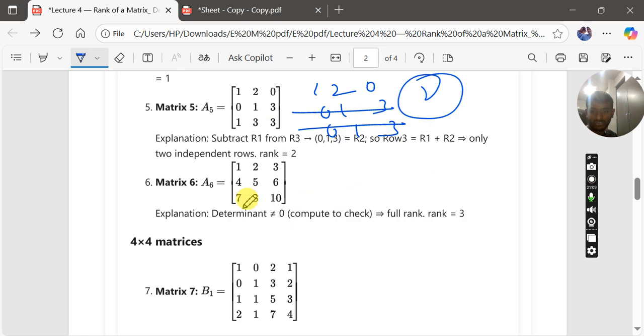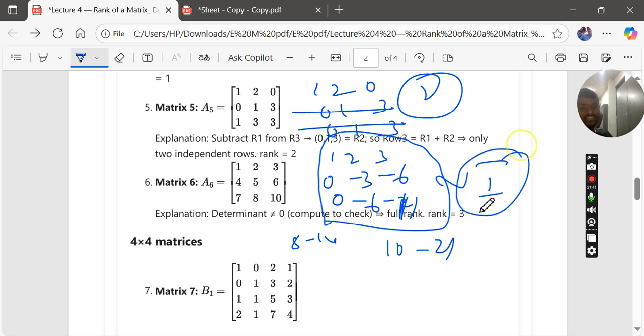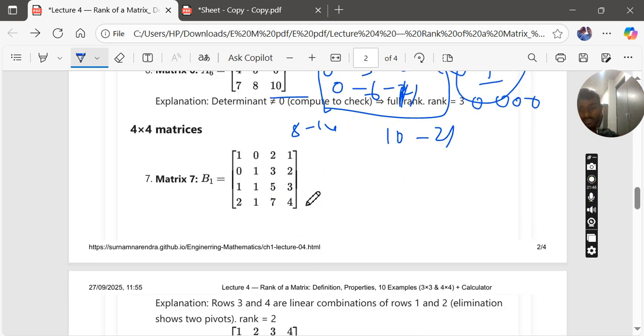Similarly for here, 1 2 3, 4 5 6, 7 8 10. If you go with row operations, then you will get 4 means 12 minus 6, and here 0, and 7 twos are 14, so 8 minus 14 is nothing but minus 6. And again here 3 means 21, sorry, 10 minus 21 means minus 11. Now you can see there is no dependency present here. Anyway, it is converting into an identity matrix. You won't get complete zero rows here, so the rank will be 3, or else you can go with that concept also.